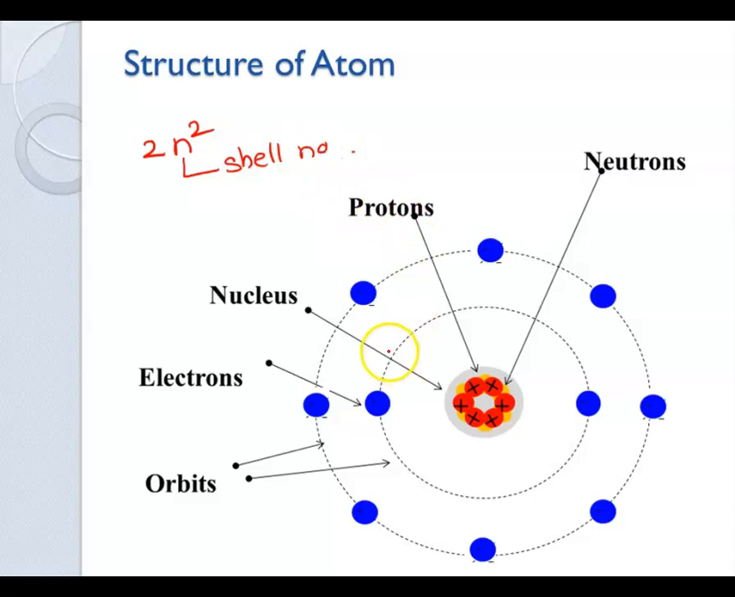For example, the first shell can contain 2 into 1 squared, equal to 2 electrons. It is shown here, 2 electrons. If you consider the second shell, then the number of electrons will be 2 into 2 raised to 2, equal to 8 electrons, and so on. The exception to this rule is that the outermost shell cannot contain more than 8 electrons.